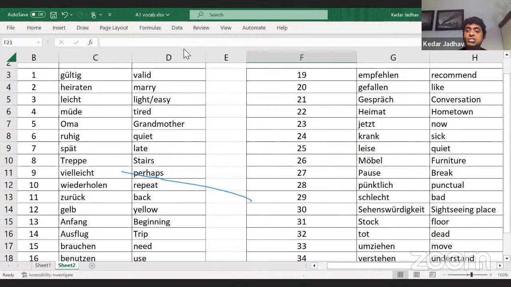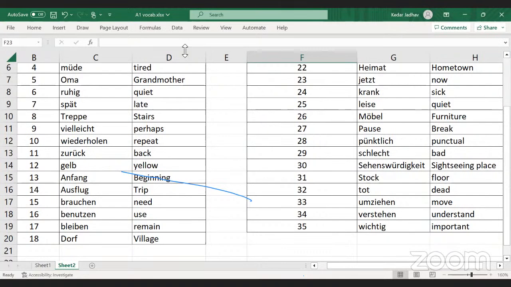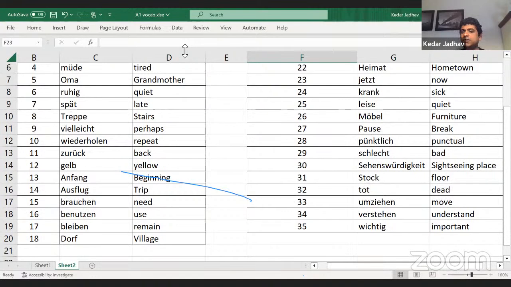Stock is floor. Erster Stock, zweiter Stock, manzila. Hindi kya hota hai mujhe pata nahi, mera Hindi itna accha nahi. Manzil, ya okay. Tot, tot is dead. Somebody is dead is tot. Umziehen, again a very important word, matlab you move from one place, ki bhai main yahan se wahan gaya. So that's moving from one place.